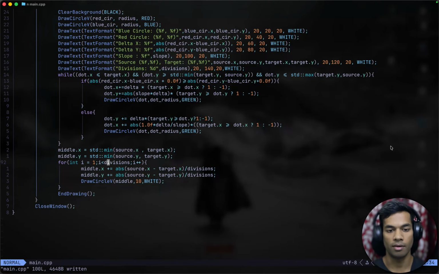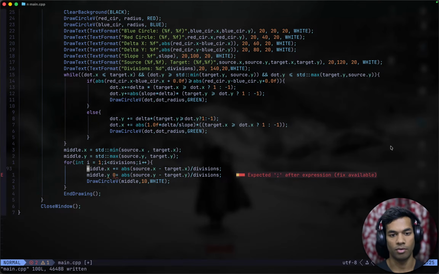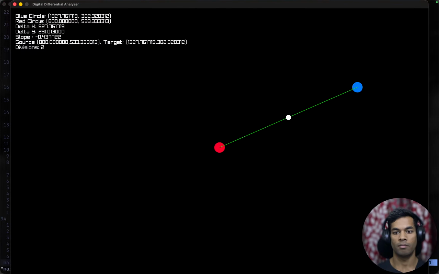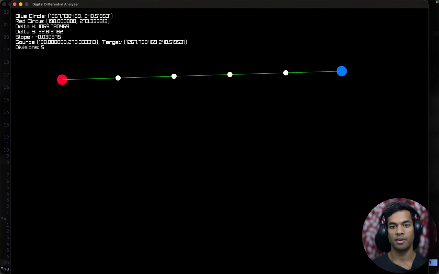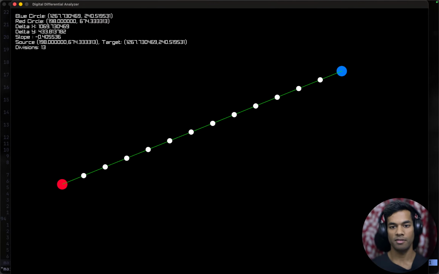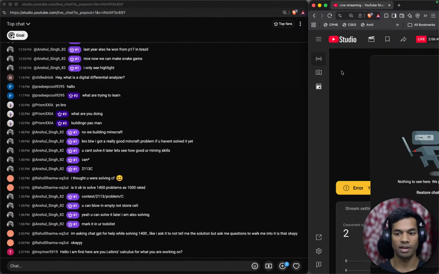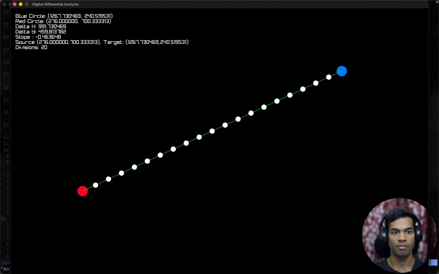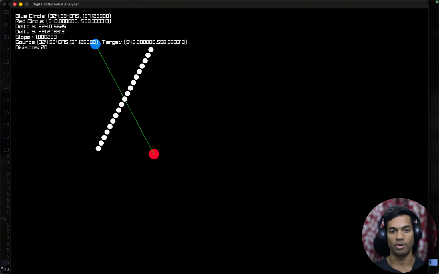No, we have to take the maximum, and we will keep subtracting from the maximum. That does work. We can increase the number of divisions, we can decrease the number of divisions. That is very nice. That is pretty cool. 20 divisions is the max. Okay, that is actually not very cool.